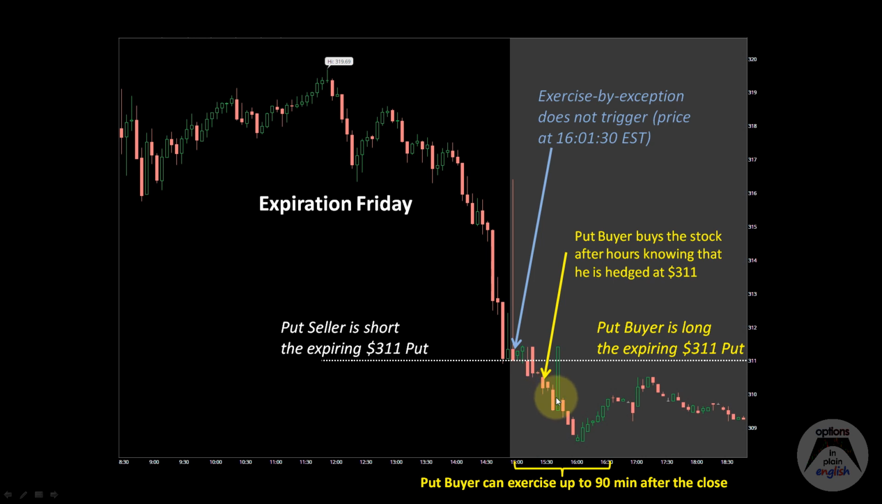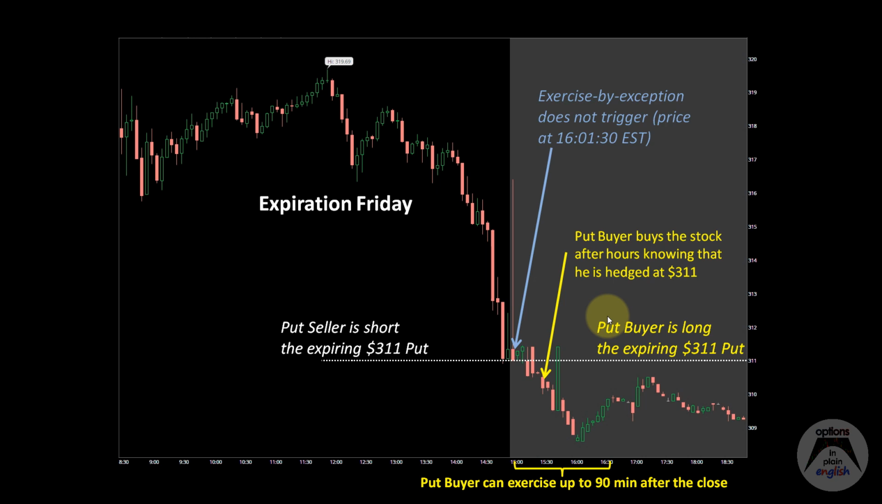Now again, for example, here in this little candlestick, it went up to above 311. So if over the whole after hour session the price started going higher and higher, then of course the buyer is not going to exercise. He's going to actually sell it at the price in the market. And this 311 put is going to expire worthless. He's not going to use it because now he had more profit by selling in the market. So that's situation number one.